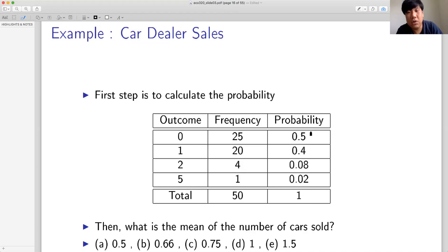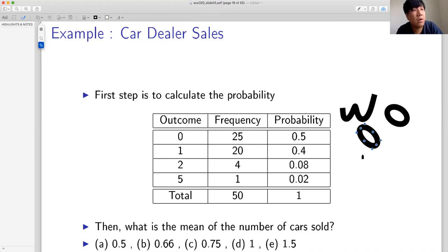And how did you do the next step? You find a weighted outcome, let's say WO. How do you do that? It's 0 times 0.5, which is 0. So 1 times 0.4 is again 0.4. You might want to pause this video and try to answer this one first, but I'm just giving you the answer. And 2 times 0.08 is what? 0.16.